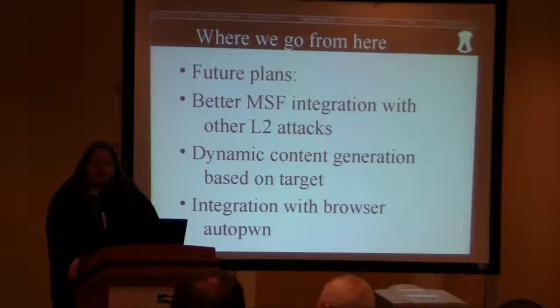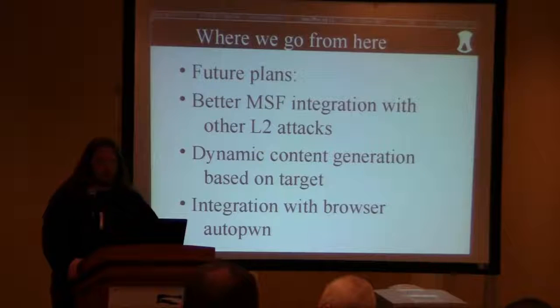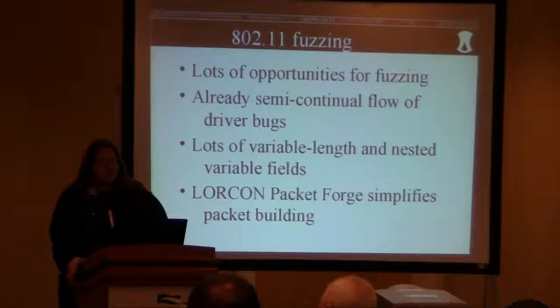Dynamic content generation based on target. It's Ruby. Let's leverage the fact that we can dynamically create custom exploits for whatever they're trying to load and integrate it with browser autopwn. There's also, with Lorcon, lots of opportunities for fuzzing. There's already a semi-continual flow of driver bugs. They dried up for a little bit, but I think they're going to show up again because for some reason people think, oh, the spec says it's only 32 bytes for the network name. No one would ever send more than 32 bytes in that field that supports 256, right?